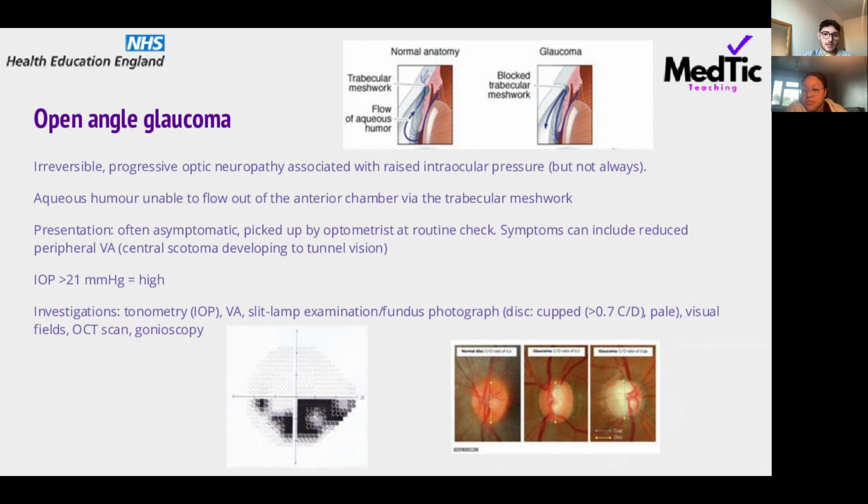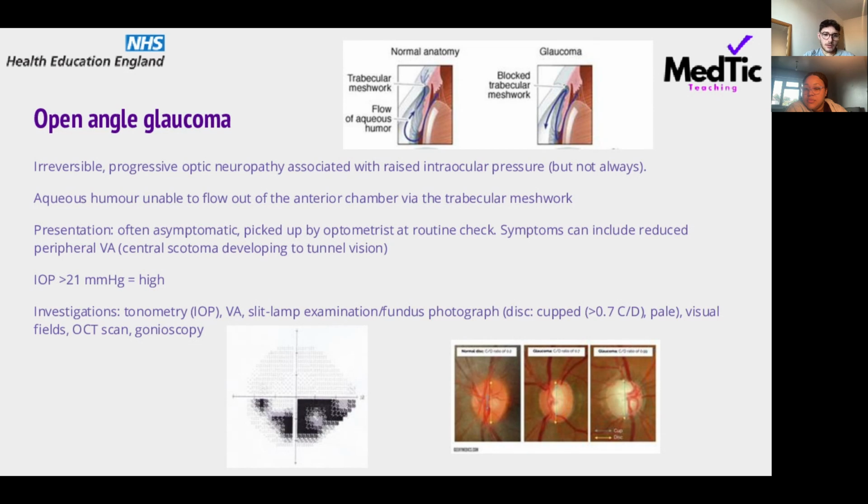However, patients can start to notice peripheral visual changes, so loss of peripheral vision. Essentially, you get a central scotoma, and that develops to tunnel vision where you only have the central vision preserved.